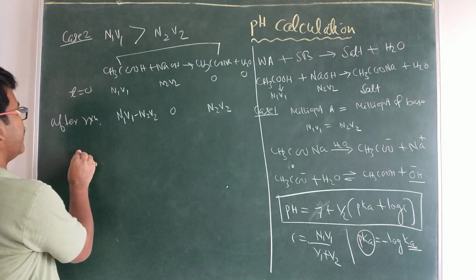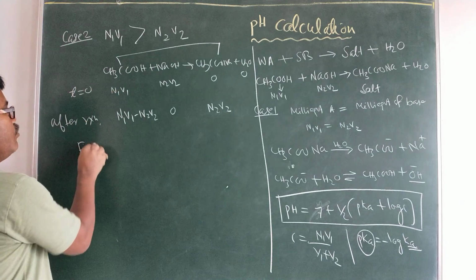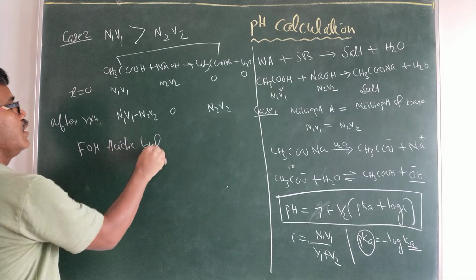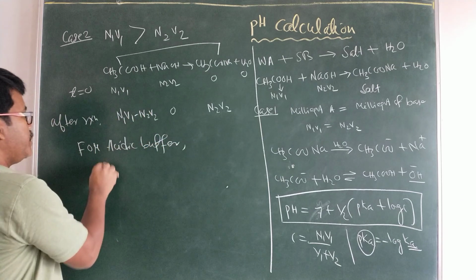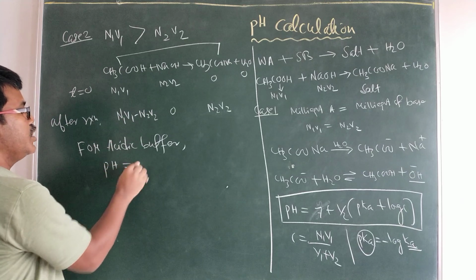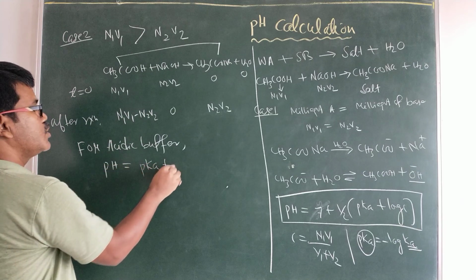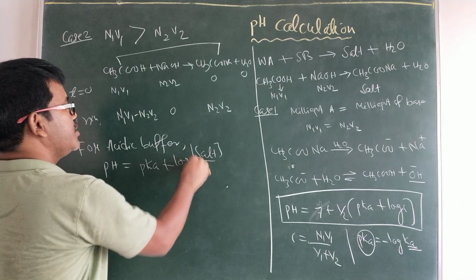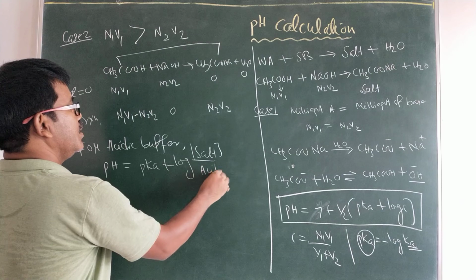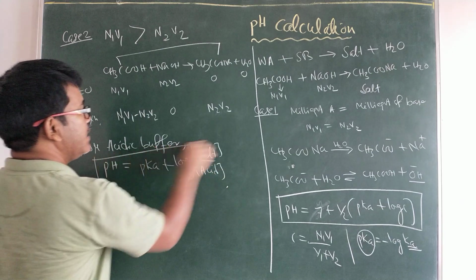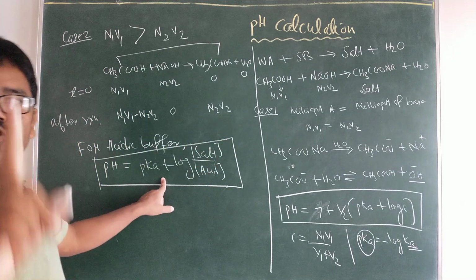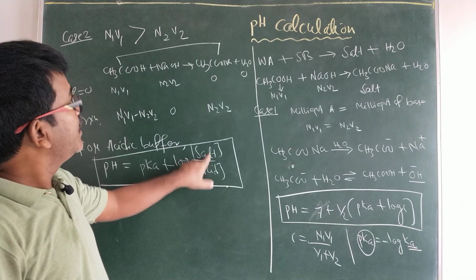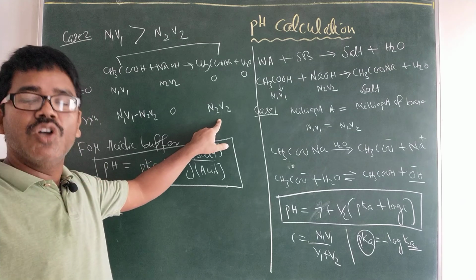And for acidic buffer, the formula to calculate the pH is nothing but pH equal to pKa plus log of salt by acid concentration. This equation is also known as the Henderson equation. What is the salt concentration? Milli equivalent of the salt by total volume.